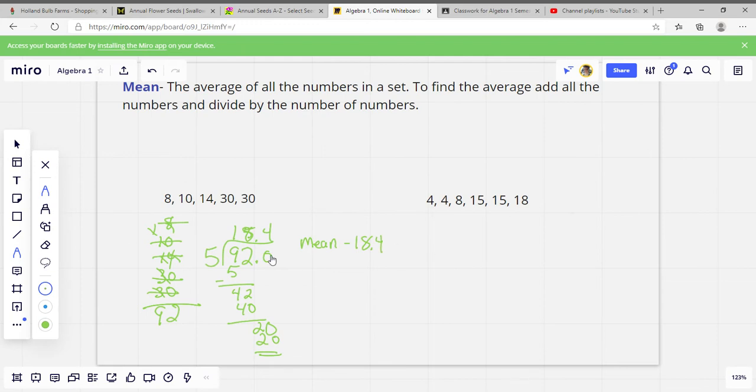I'll do this other set over here. So we've got 4 and 4 and 8, 15 and 15 and 18. I'm going to add them all up. So 8 and 8 is 16, and 4 makes 20, and 25, 30, 34, 3, 4, 5, 6, 64.